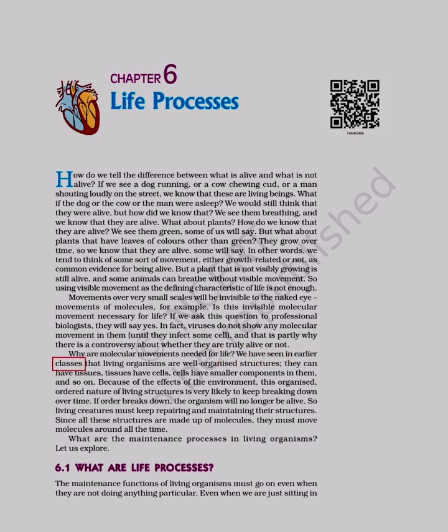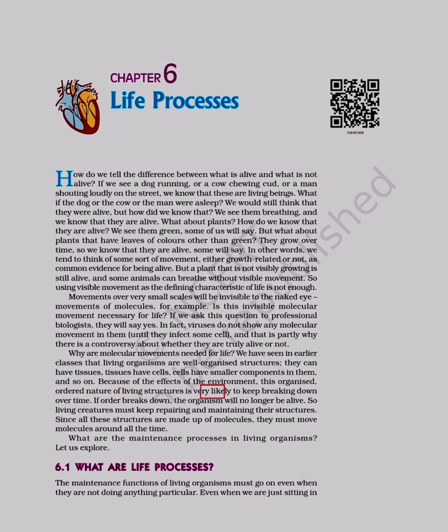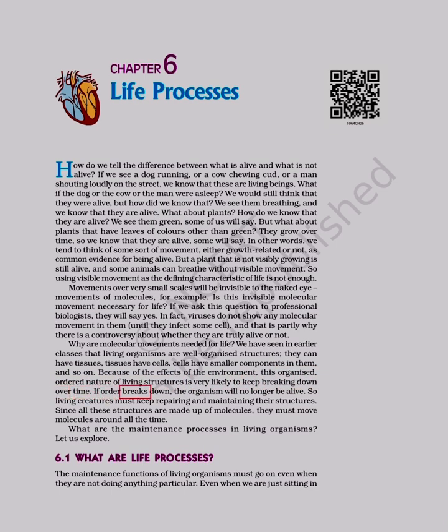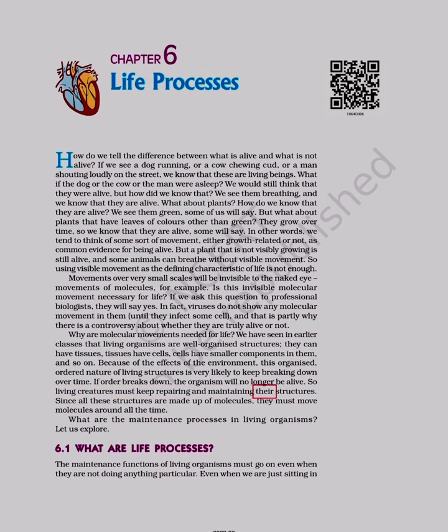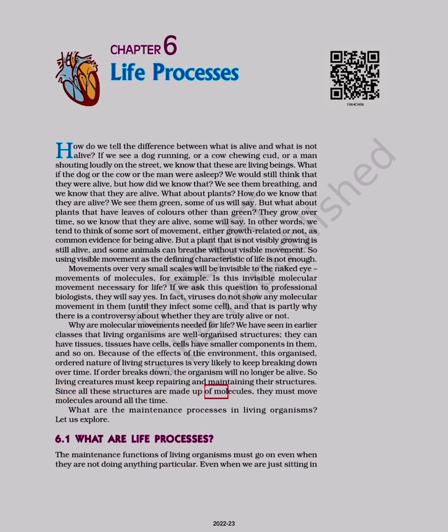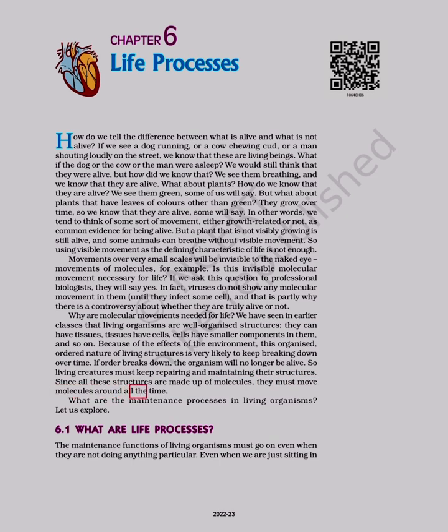We have seen in earlier classes that living organisms are well-organized structures. They can have tissues. Tissues have cells. Cells have smaller components in them, and so on. Because of the effects of the environment, this organized, ordered nature of living structures is very likely to keep breaking down over time. If order breaks down, the organism will no longer be alive. So living creatures must keep repairing and maintaining their structures. Since all these structures are made up of molecules, they must move molecules around all the time.